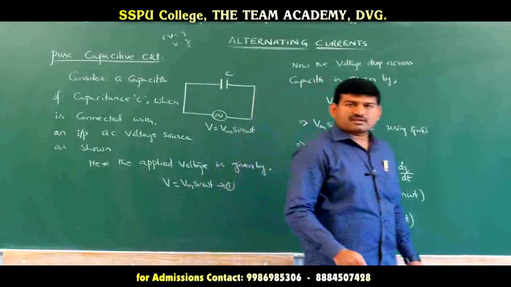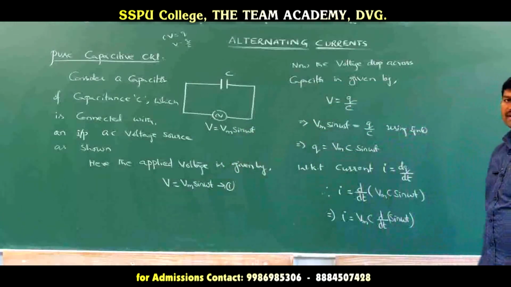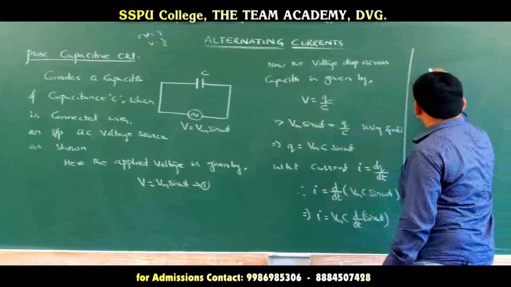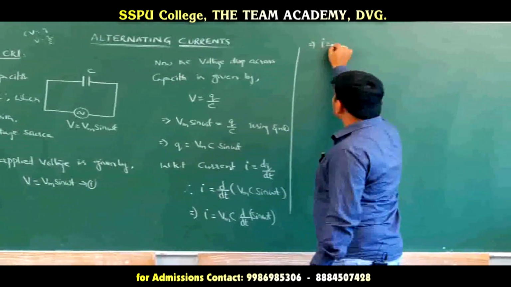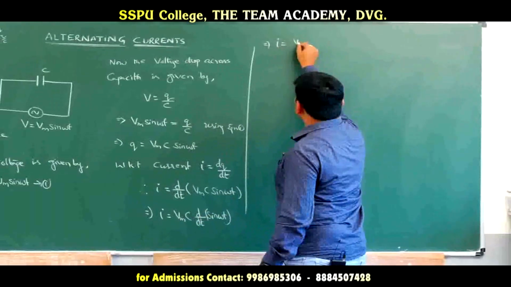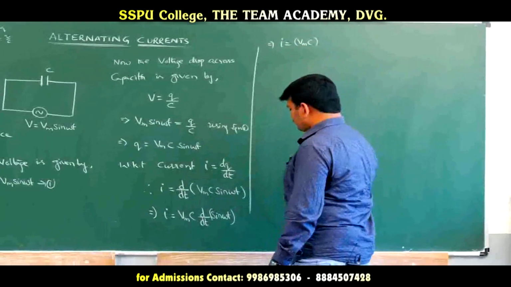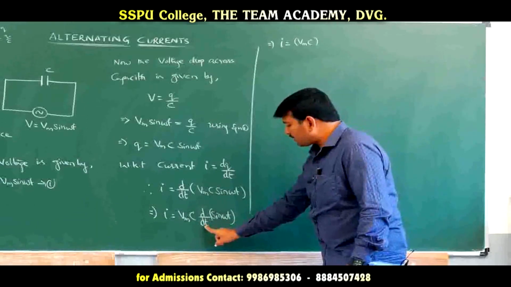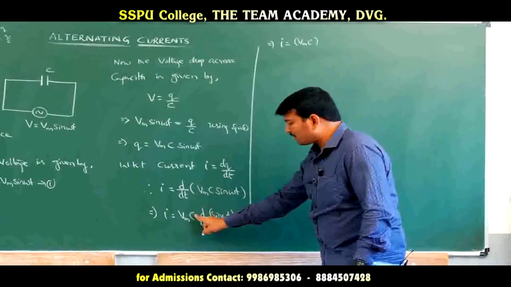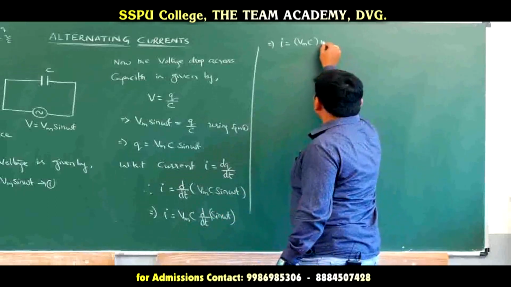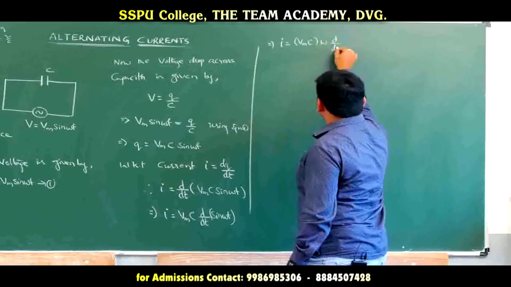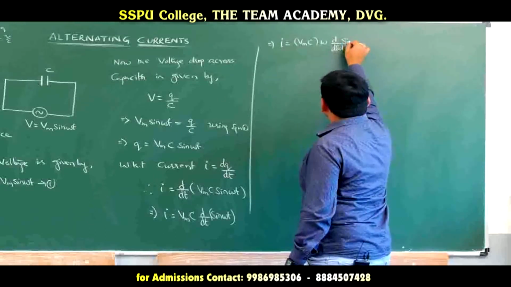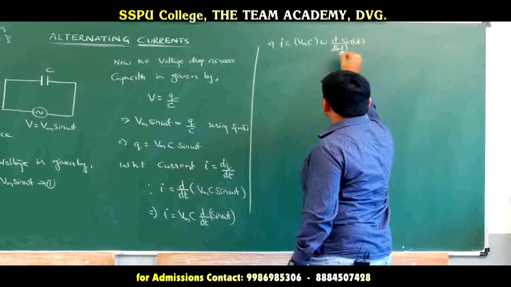What is the differentiation of sin omega t? Differentiation of sin omega t is nothing but cos omega t. Therefore, I can write it like this. This implies I is equal to Vm into C into. Here omega t is there, but here t only there. Therefore, multiply with omega here, and here also you multiply with omega. Then what I can write? Omega into d by dt of omega t into sine omega t. Yes or no?